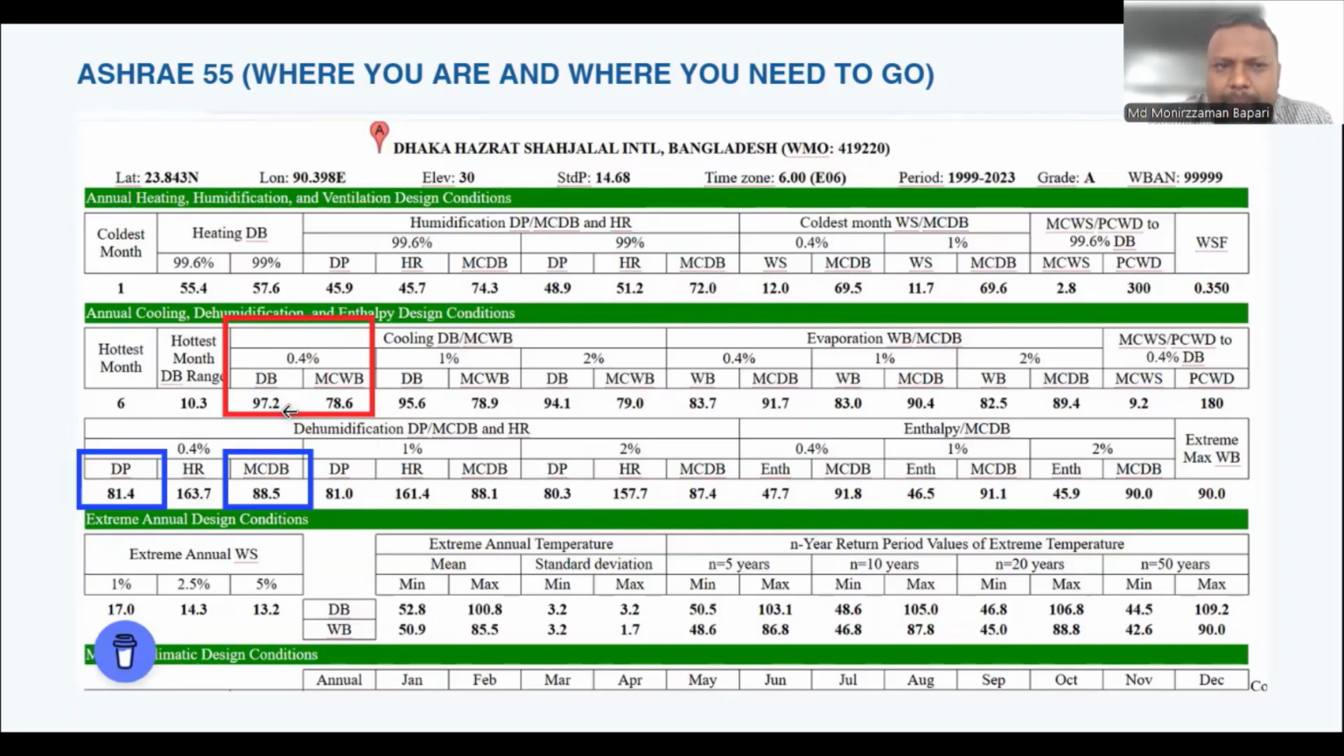But again, there is another data set given here relevant to dehumidification conditions. At 0.4% probability, the dew point is 81.4 degrees Fahrenheit and the mean coincident wet bulb is 88.5 degrees Fahrenheit. Now let's plot these two data, the cooling and the dehumidification, along with the desired room target air condition in the psychrometric chart. Now here we have it.